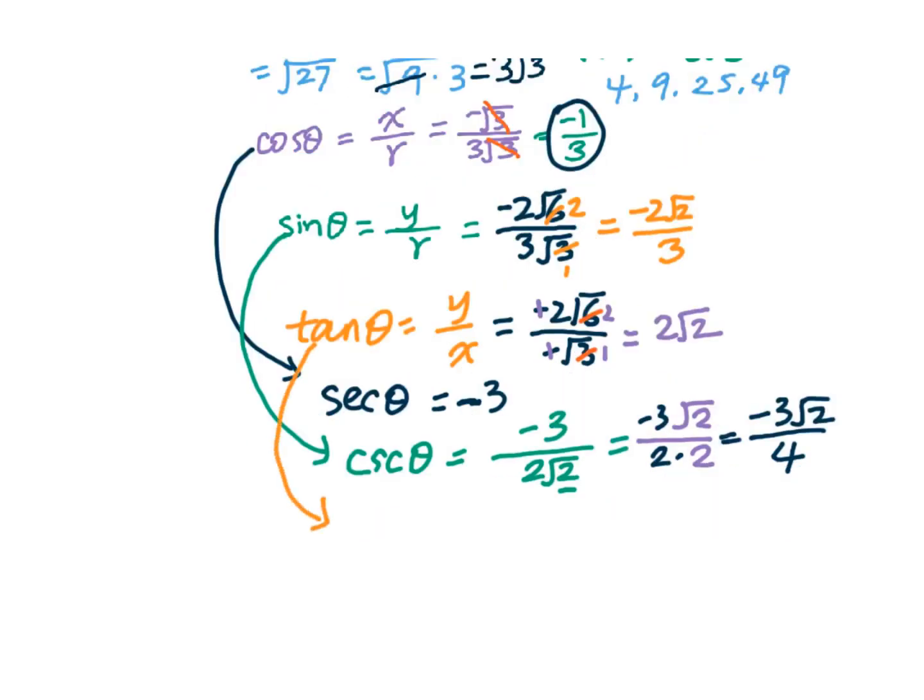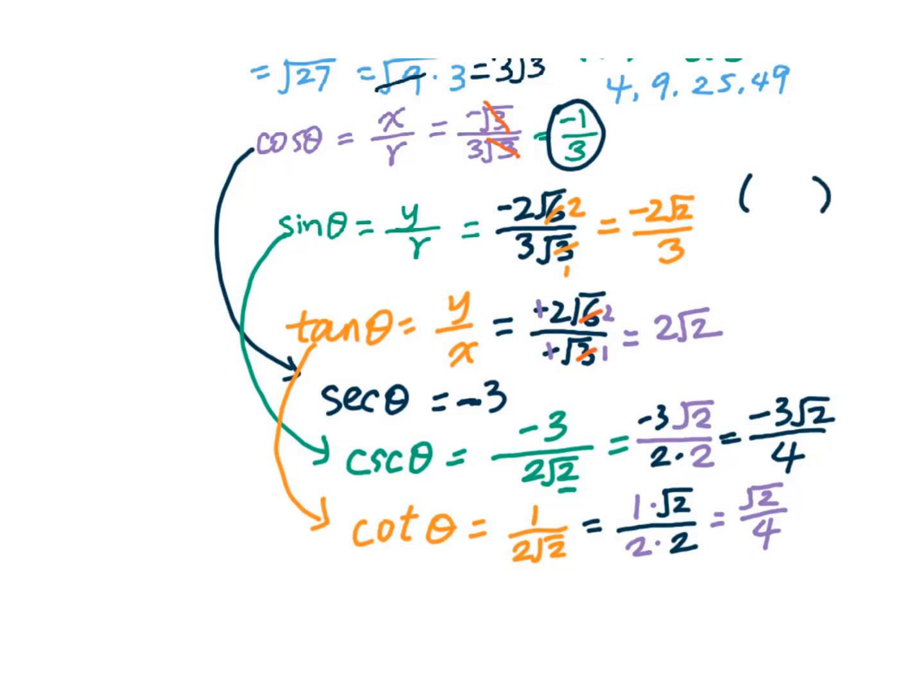For cotangent theta, you need to flip 2 square root of 2. So 1 over 2 square root of 2. Square root of 2, I can get square root of 2 over 2. Then carry 1 and 2. You will get square root of 2 over 4. Then you need to check the sign for each trig function. We know this angle is in quadrant 3. So we have CST.